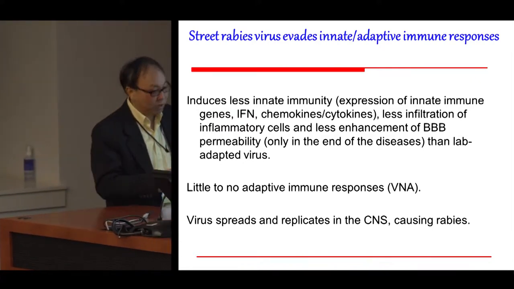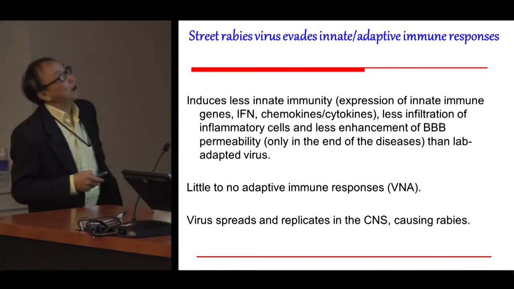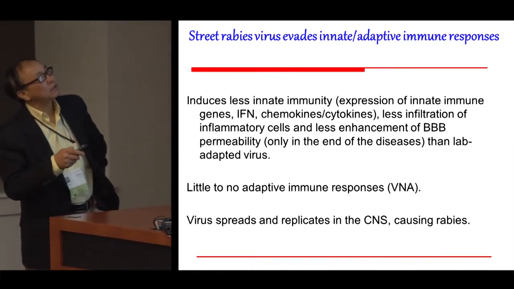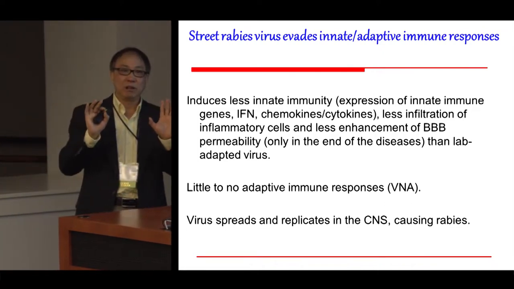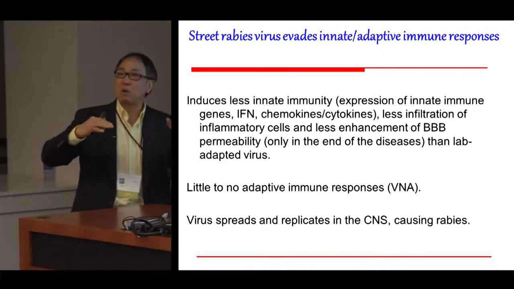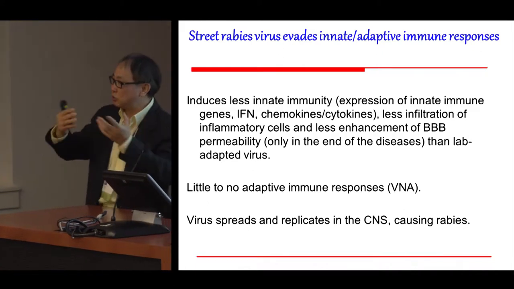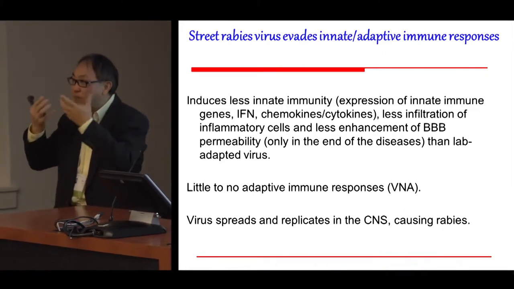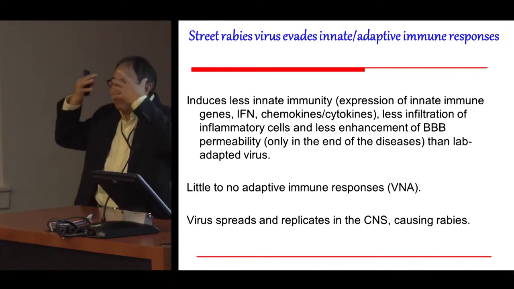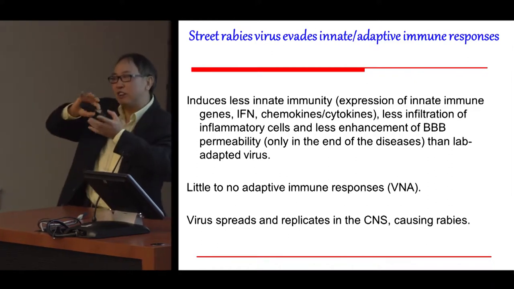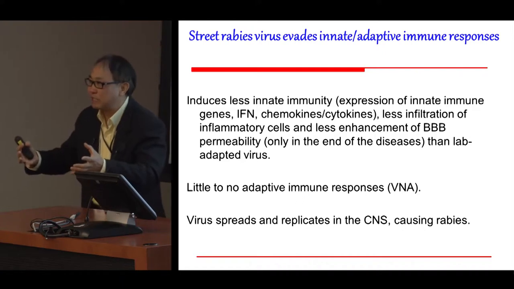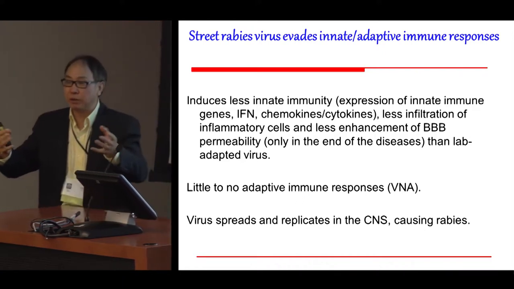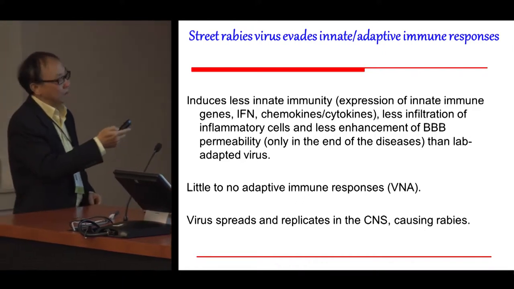And this is what we found. Now, the wild type or the street viruses evade, they try not to touch the immune system. As I said earlier, one way they do it is that they do not replicate outside of the nerve system. Because the nerve system, in a way, is an immunologically privileged site, so they cannot be recognized by the immune system. So that's one way they do it. Another way we can talk about a little bit later.